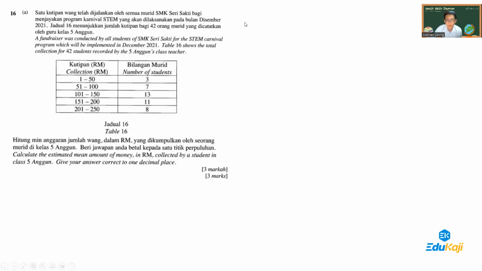Then question 16. So a fundraiser was conducted by all students of SMK Sri Bhakti for the STEM Carnival program, which will be implemented in December 2021. Table 16 shows the collection for 42 students recorded by 5 Ungrouped class teachers. So, calculate the estimated mean amount of money in ringgit collected by a student in class 5 Ungrouped. Give your answer correct to 1 decimal place.